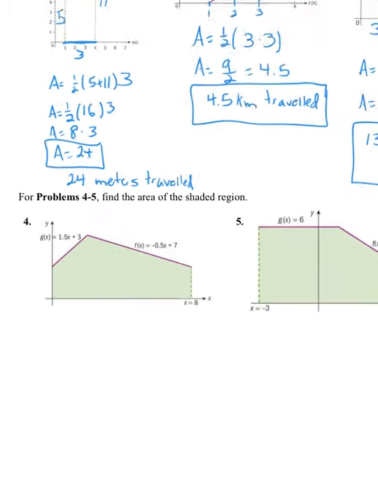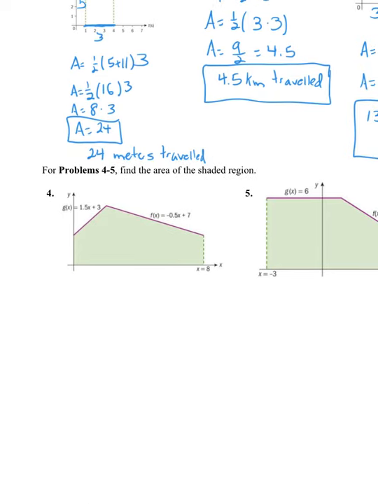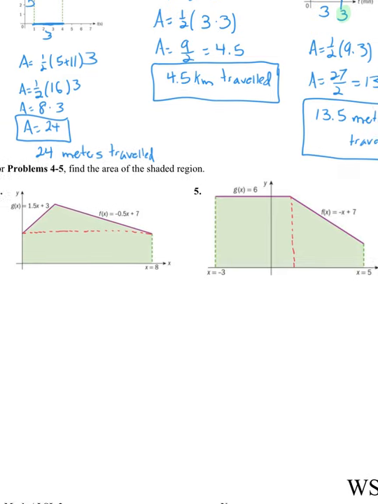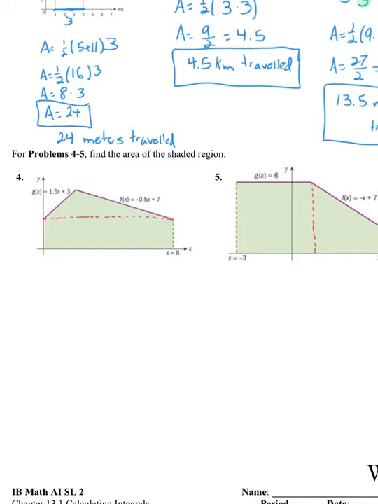Alright, problems 4 and 5, the last two, are a little bit trickier because it looks like you've got some weird shapes. So you have to be a little bit creative with them. You could do it a few different ways. You could split it into maybe a rectangle and a triangle, like maybe that's how I would do problem 4 there. And problem 5, maybe split it into a trapezoid and a rectangle.